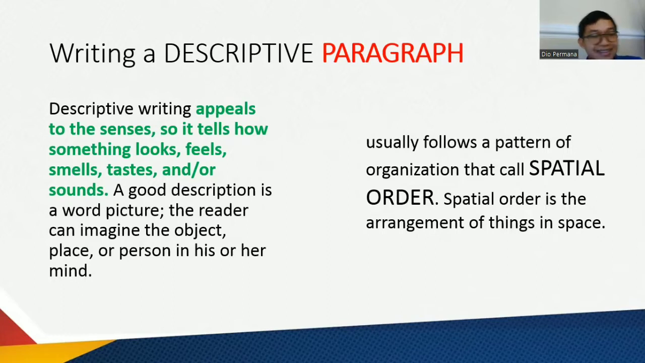Jadi descriptive writing itu berkaitan dengan panca indera manusia. Bisa terkait rasa, penampilan, terkait dengan suara. Itulah deskriptif. So, in making a descriptive paragraph, we usually follow a pattern of organization called spatial order. What is spatial order? Spatial order is the arrangement of things in space. Jadi spatial order itu adalah susunan benda-benda yang ada di dalam ruang lingkup tertentu.